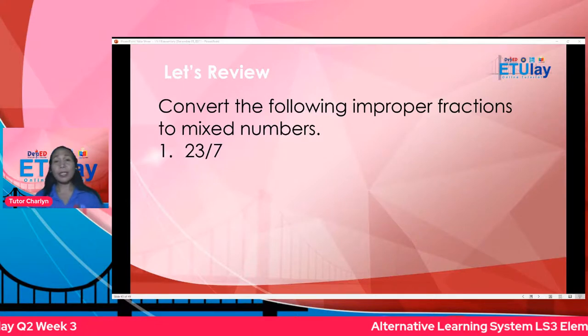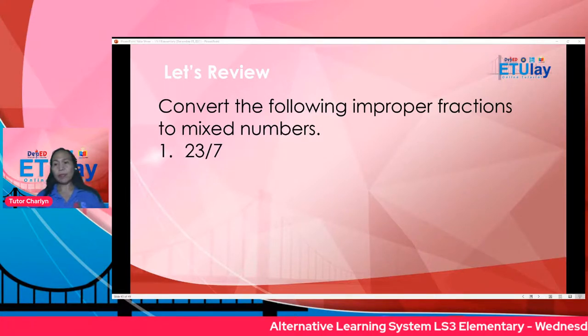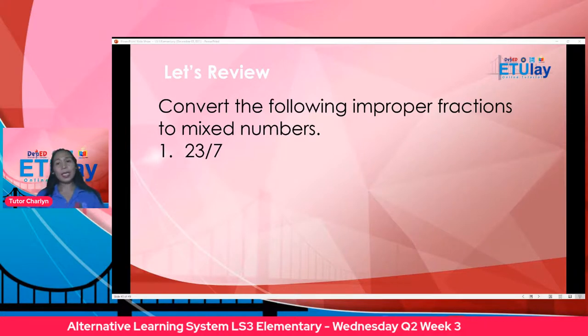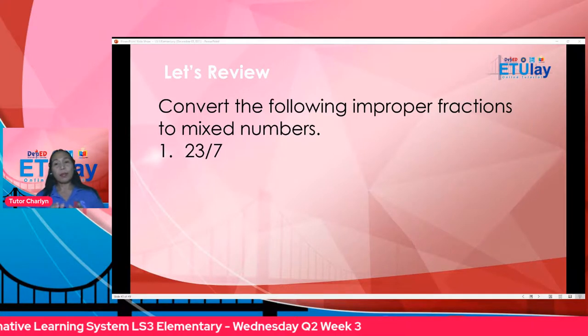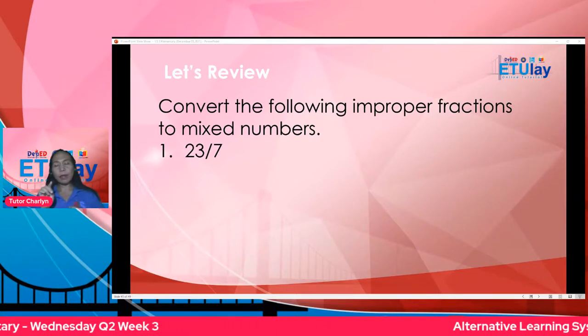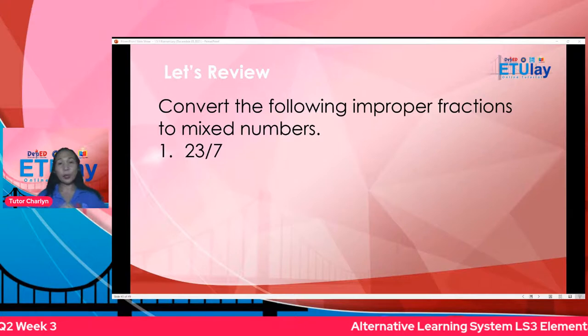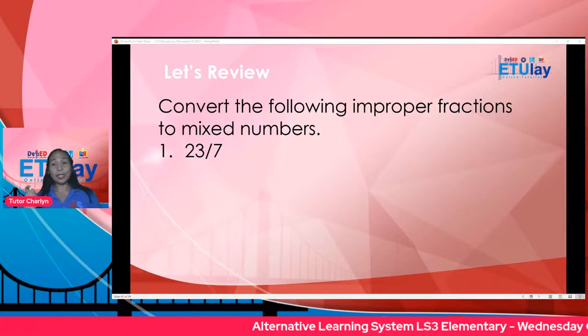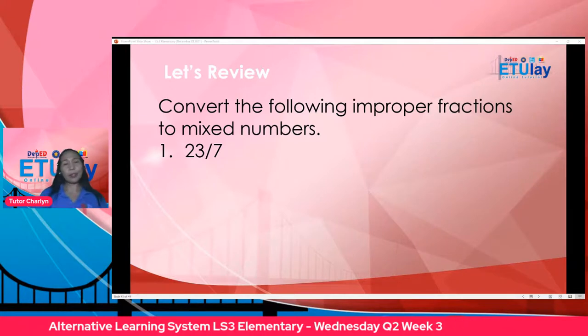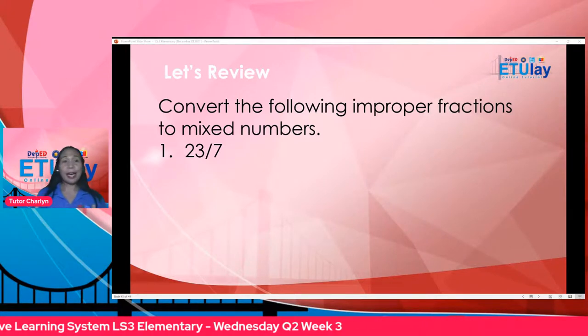Ang ginawa naman dito is, okay, 3. So, ano yung mixed number na mangyayari ngayon? So, 3 times 7, then i-subtract natin kay 23. So, yun yung magiging new numerator. So, mananatiling 7 yung ating denominator, yun yung divisor. So, ano kaya ang magiging sagot?